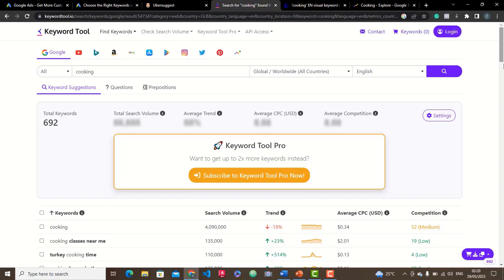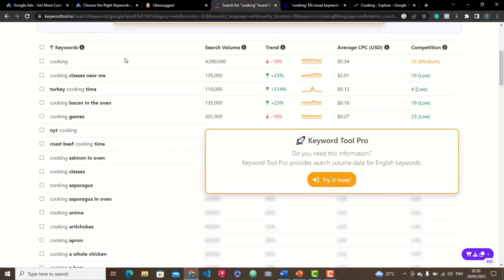You can actually write and rank on Google, compared to when you write for just cooking, which has over 4 million search volume and is very difficult to rank on. Another thing is that it also gives you ideas on question keywords. You can click here and take keywords based on questions, what people are actually asking on Google.